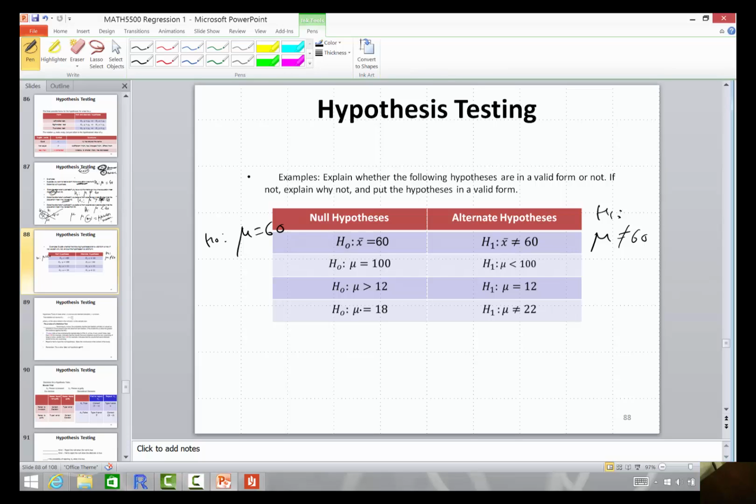The null hypothesis has the population parameter mu, that's good. Remember, the null hypothesis always has the equality sign, less cannot be there. So this one, the null hypothesis is mu is equal to 12. This is the problem here.